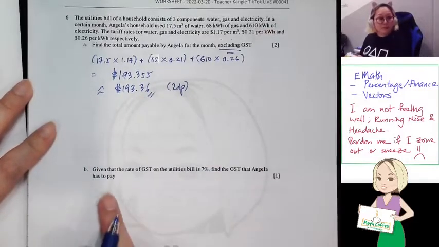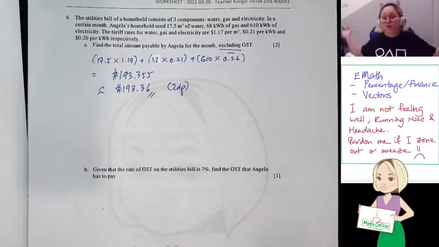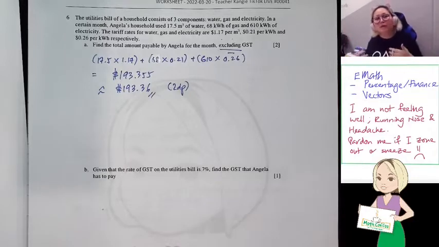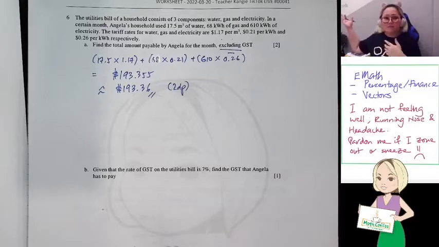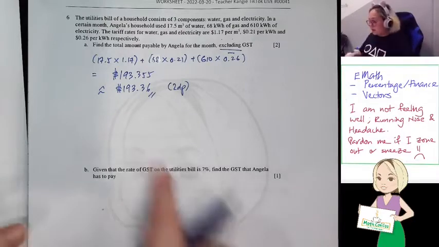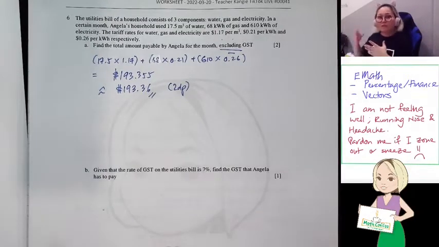Next, part B. They tell you that the GST is 7%, because GST is going to go up soon, right? Of course, in the paper, we cannot assume that it's 7%. They will have to tell us what the GST is. So now it's 7%. Eventually, a while later, we will have 9%, right? Given that the rate is 7%, now you have to calculate the GST that Angela has to pay. So this is 100%, and you need to calculate the 7% that's going to the government.